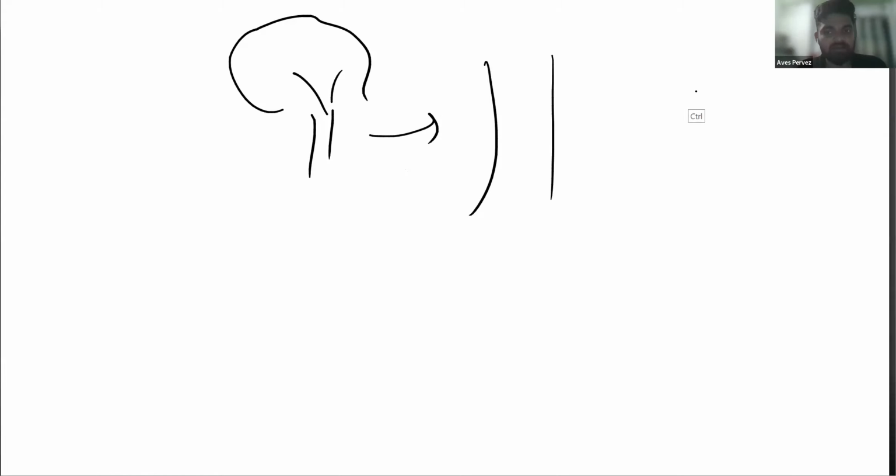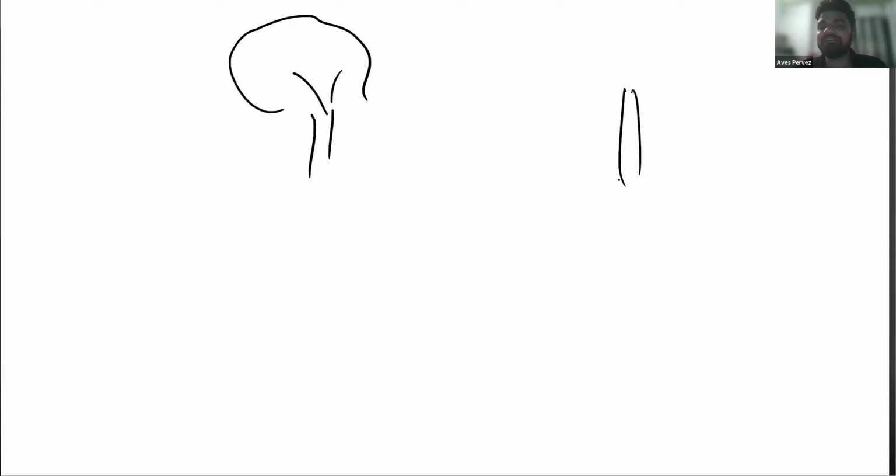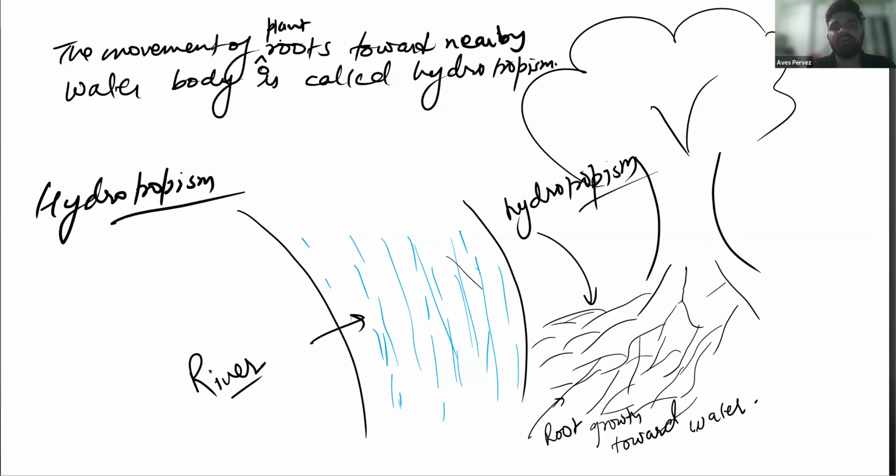Cactus is in the desert, so there is no water nearby in a desert. But if you have a cactus plant and there is a water body nearby, then the roots of the cactus will also move towards that water body. So this is an example of hydrotropism. The movement of plant roots towards a nearby water body is called hydrotropism.